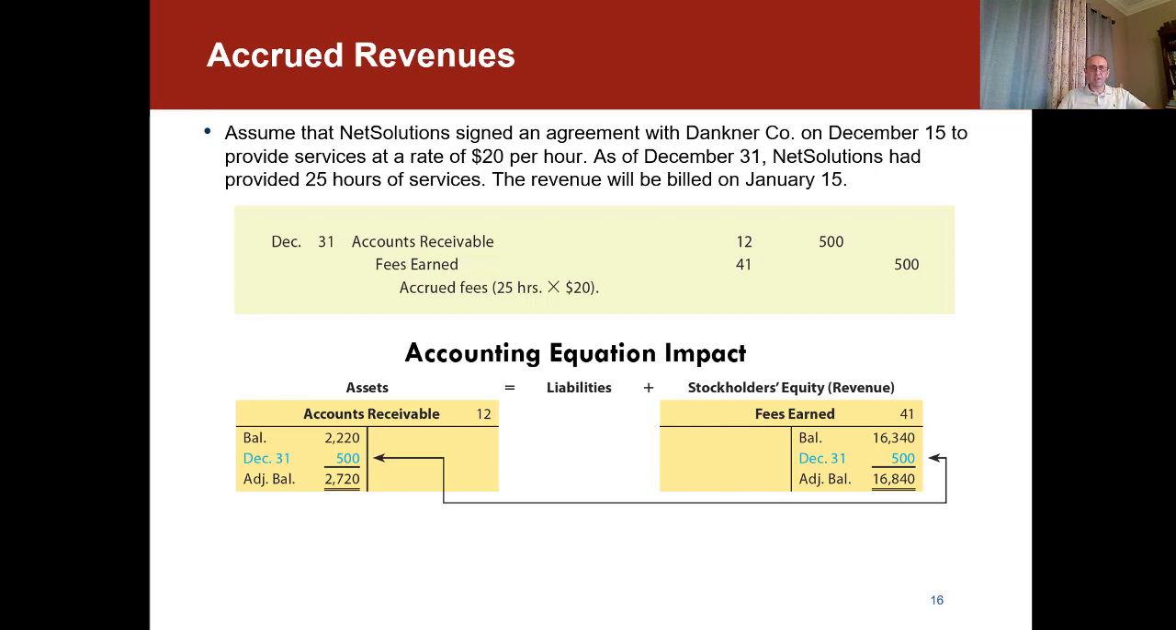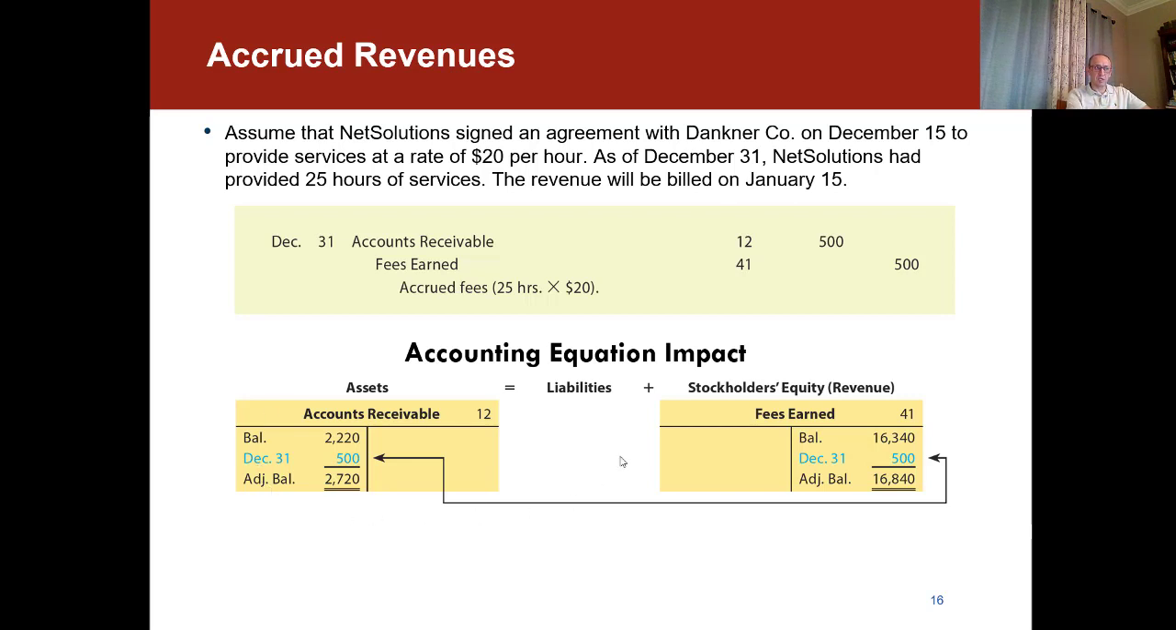So in this case, we have to record an adjusting entry to say that we actually earned the revenue because we provided the service, but we have accounts receivable, which is something that we expect to collect from our customer. So you see here on December 31st, we debit accounts receivable and then we credit fees earned. And that's an adjusting entry that's going to be used whenever we provide the service without receiving the cash.